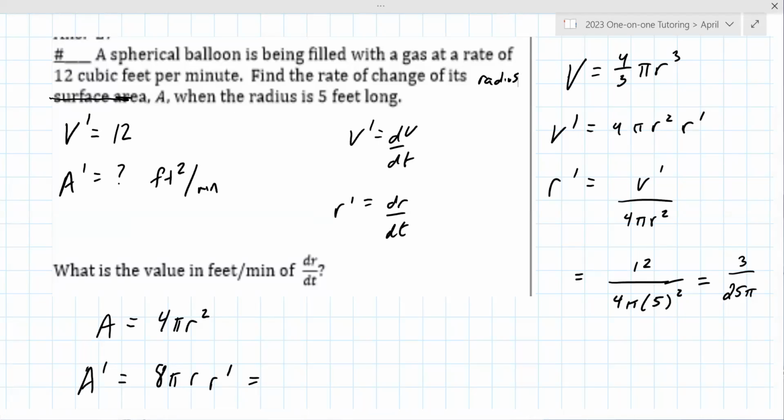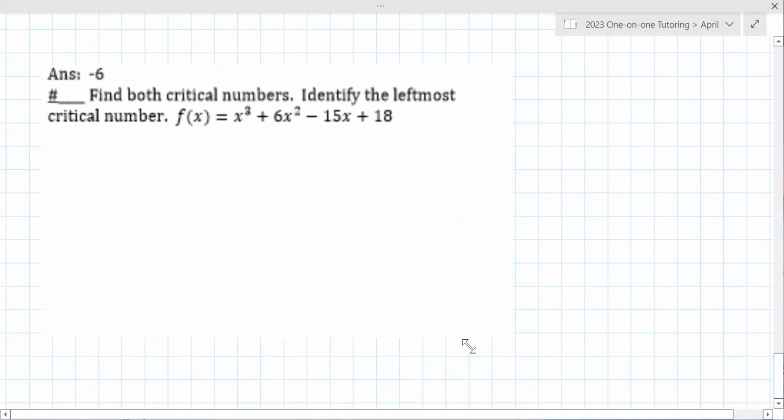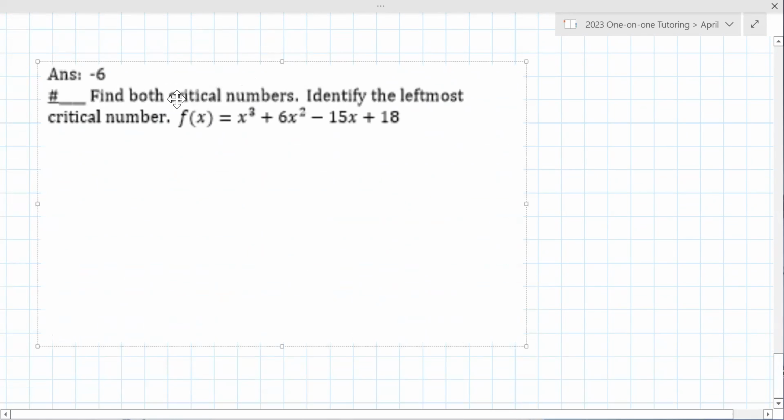All right. Okay, so this next one here on the right, let me know when you're ready for that. Yeah, I'm ready. Okay, find both critical numbers. Okay, identify the leftmost one. So we assume that's the one that's smaller, which would be a better word choice than leftmost.